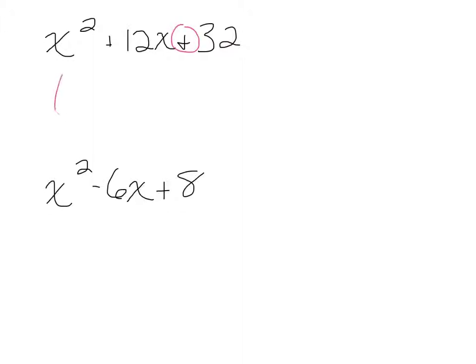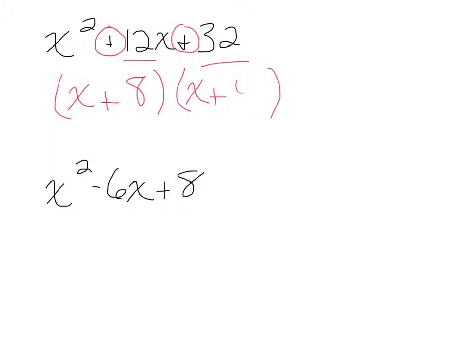This plus sign tells me that I need to have both the same signs inside my two factors, and this plus tells me that they're both going to be positive. So it's 1x squared, so I need x and x. Now I need factors of 32 that add up to 12. Let's start off by making a list of factors if you can't figure it out just off the top of your head. This one, it ends up being 8 times 4 is 32, and it adds up to 12.